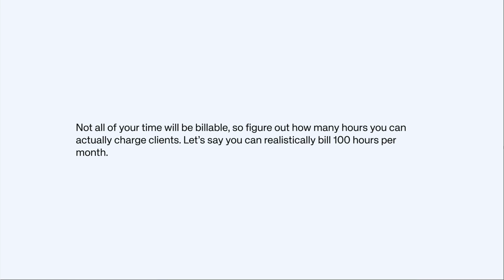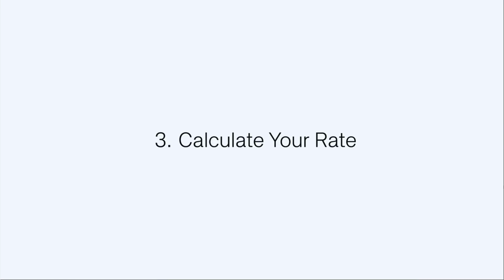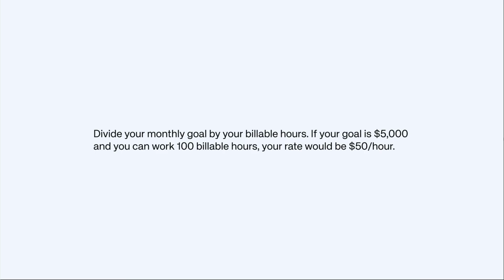Number two, estimate your billable hours. Not all your time will be billable, so figure out how many hours you can actually charge clients. It's not 24 hours per day, right? Let's say you can realistically bill 100 hours per month, for example. So that would be about 24 hours per week. And then number three, calculate your rate. You can do that by dividing your monthly goal by your billable hours. So if your goal is $5,000 and you can work 100 billable hours, your rate would be $50 per hour.